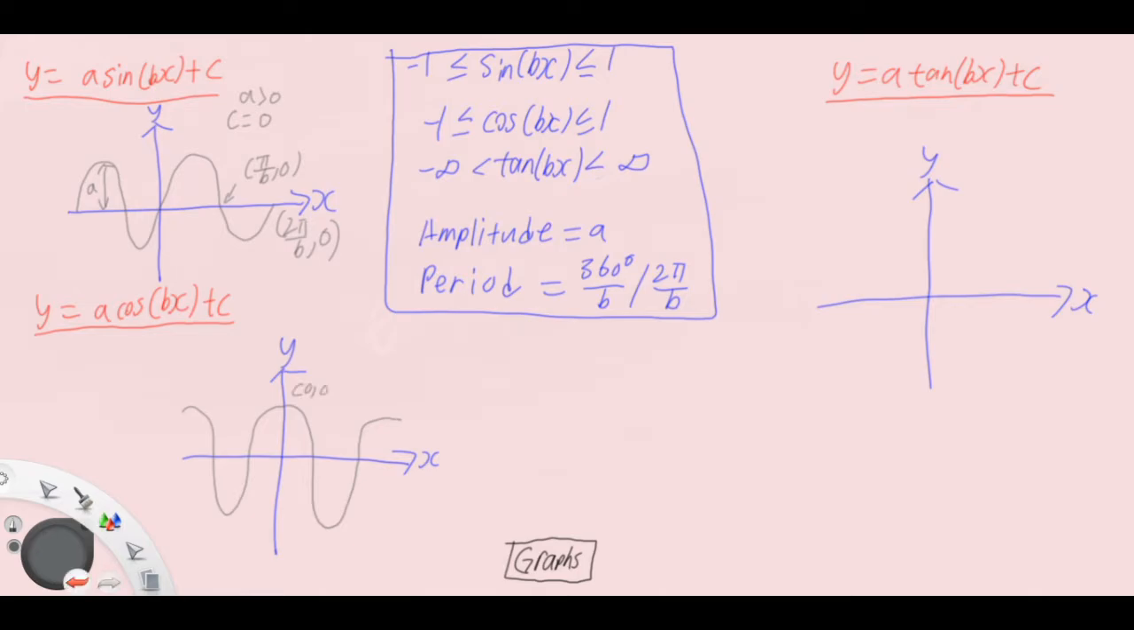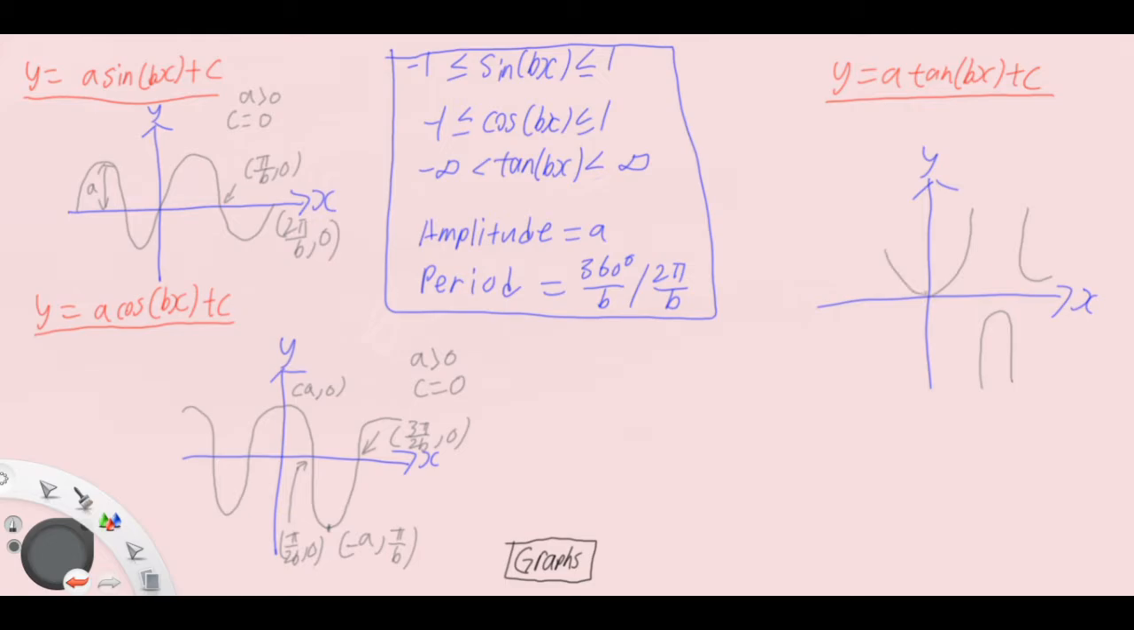For cosine of bx plus c, we let c equal 0 now. Critical values: 0, pi over 2, pi, 3 pi over 2. Pi will give you back minus 1, 0 gives 1, and pi over 2, 3 pi over 2 would be 0. Of course, divide by b if you have a period of 360 degrees over b.